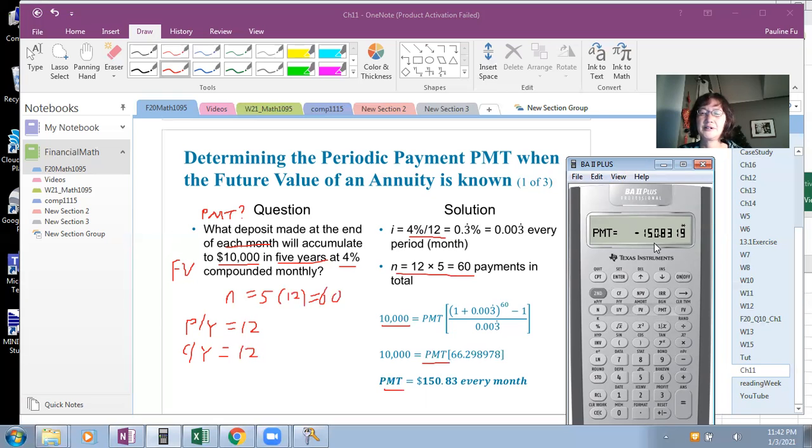Okay, $150. This is negative because we should enter FV as a negative number in order to get a positive number. Okay. So this is the calculator method. Next.